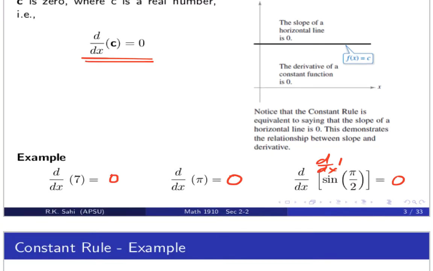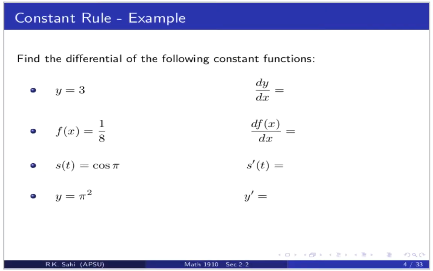Let's look at some more constant functions. If y is 3, clearly the differential is 0. If it's 1/8, again the differential is 0. s(t) is cosine pi. Now if you remember, cosine pi is -1. So the differential of s(t), using different notations, I'm trying to use different notations here just to get you more comfortable with the way we write differentials, so s'(t) again is 0.